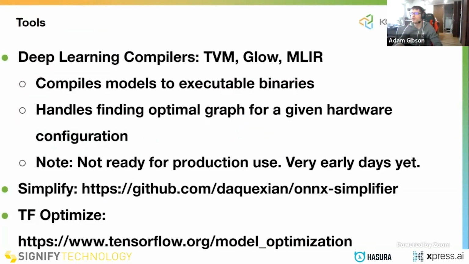So, some tools to be super concrete. There's a lot. Grappler from TensorFlow is one for optimizing TensorFlow models. There's Simplify for ONNX, which just removes a bunch of the redundant ops and things like that. So those are graph optimization. And then there's the deep learning compilers. That's its own whole category. TVM is kind of the main one in this space, but there's also Glow from Facebook and MLIR from Google.